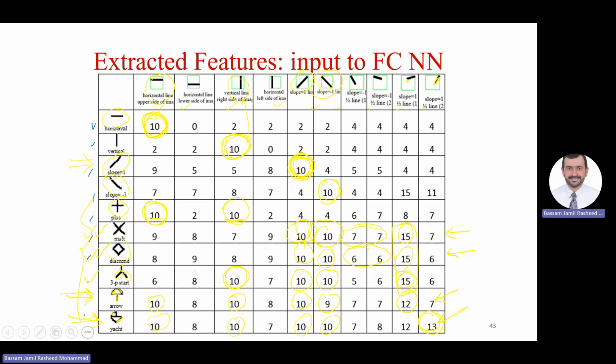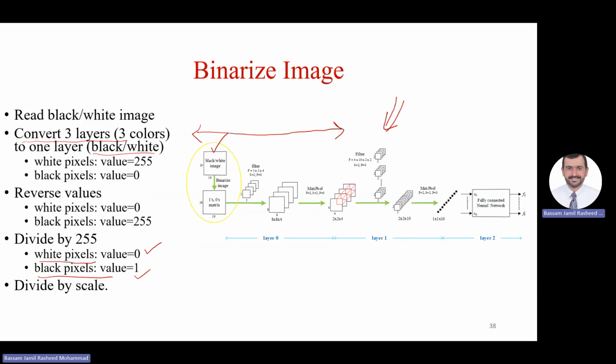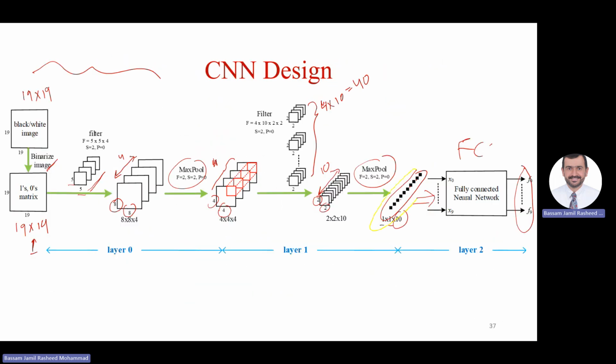So hopefully now, these are the values that are coming from here, and if I go back here, these are the values that will go to the fully connected neural network. And now in your fully connected neural network, as you train it, it will recognize that these types of numbers or features belong to a horizontal line, belong to a yacht, belong to a 3-point star.